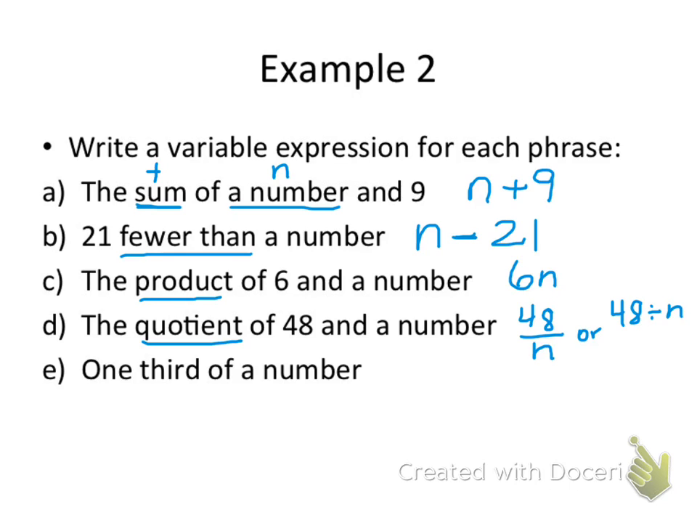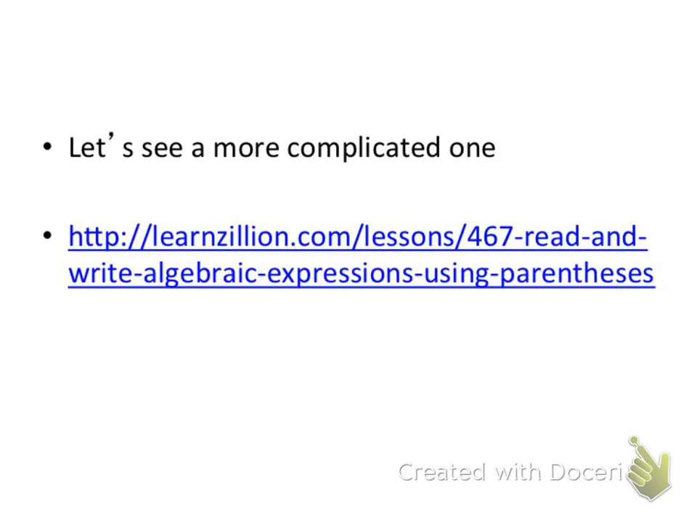And then finally, E, 1/3 of a number. So this is telling me multiplication, and what I'm multiplying to the variable is 1/3. So I literally would write the fraction. 1/3 n indicates that. Okay, now we're going to watch an example of a more complicated one.